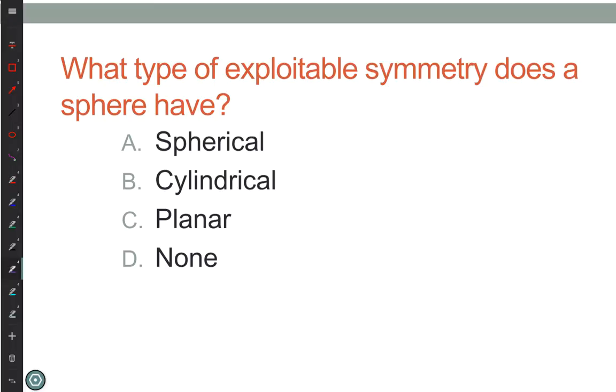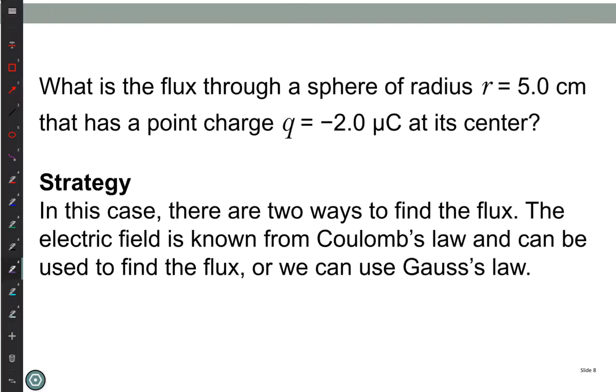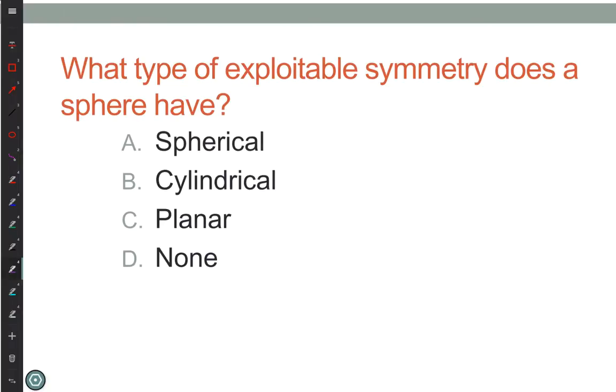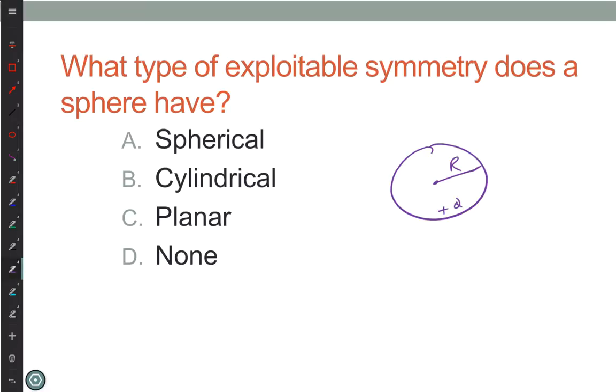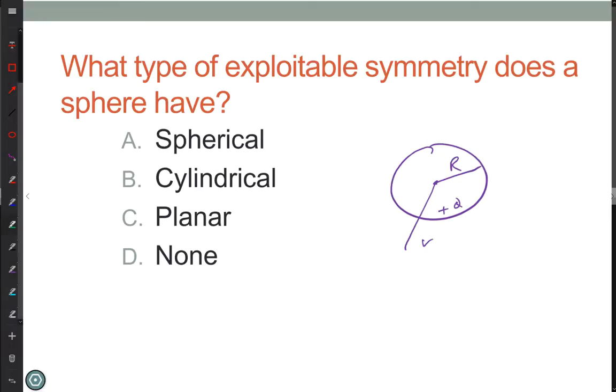Let's just take an example. Let's make the sphere have radius r and charge plus q. And I ask you to find the electric field at some distance r away. The first thing I need to do is say, does it have an exploitable symmetry? And you said, yeah, it has a spherical symmetry, so probably it is exploitable.